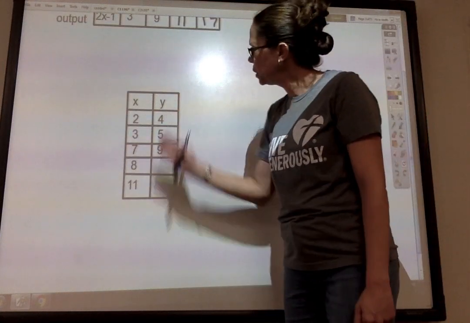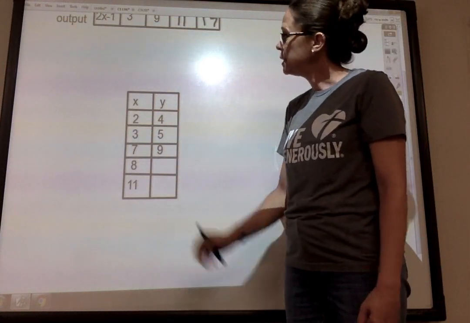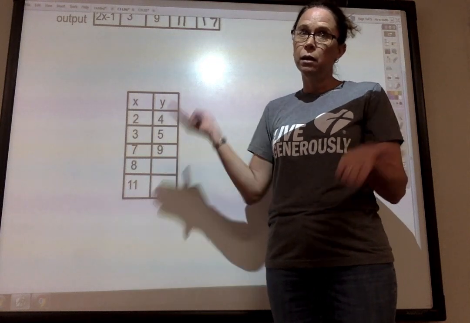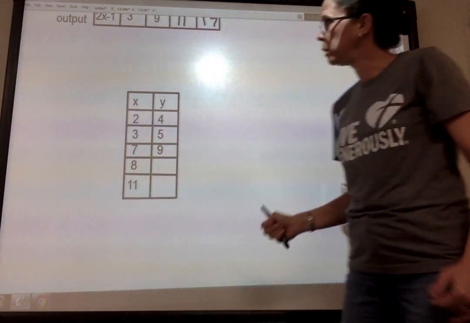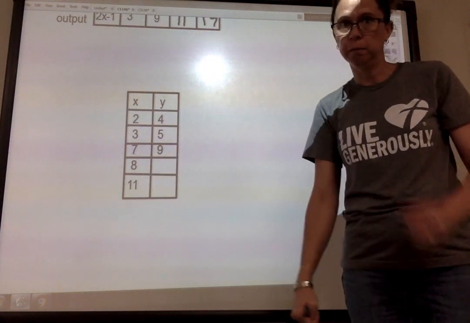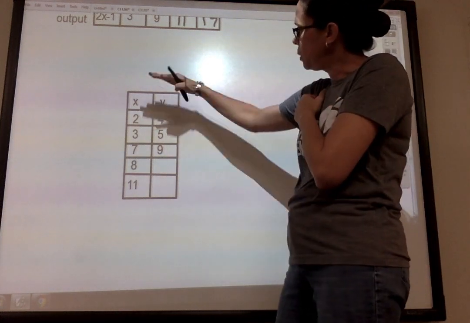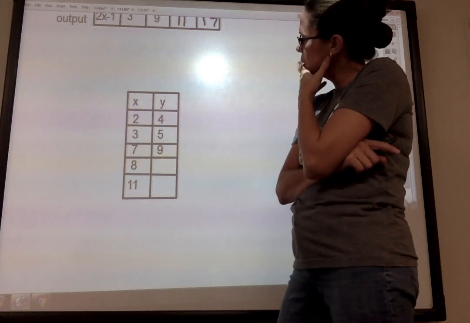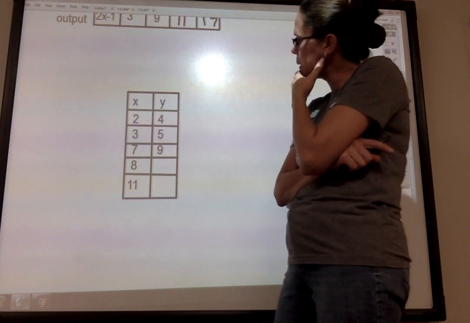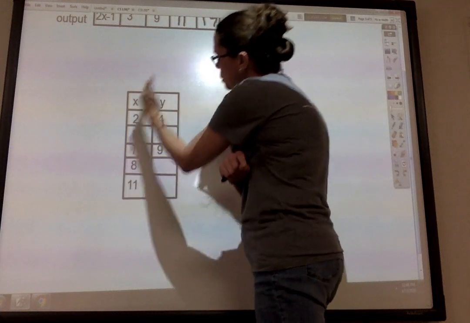Now, on this one, it doesn't even tell me what's happening with our input to get our output. Well, I've got to decide what's happening. So I need to look at the ones they give me. They give me 3 x and y values. So I need to look at them and decide what's happening to get from our input to our output.